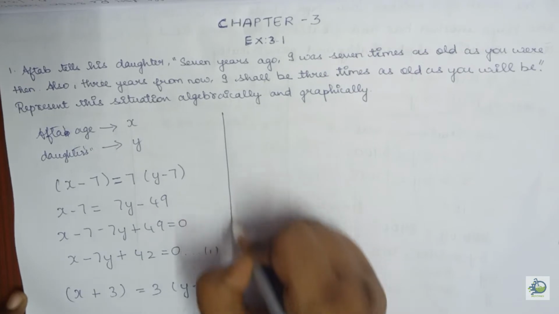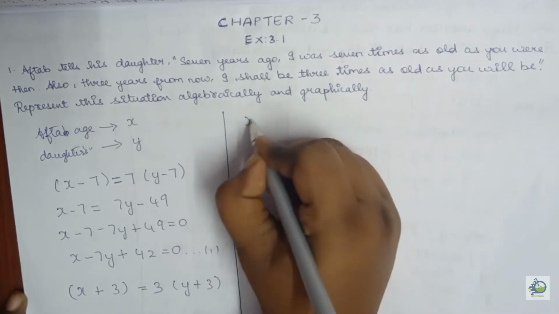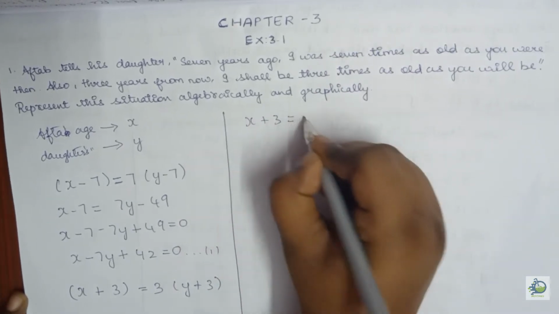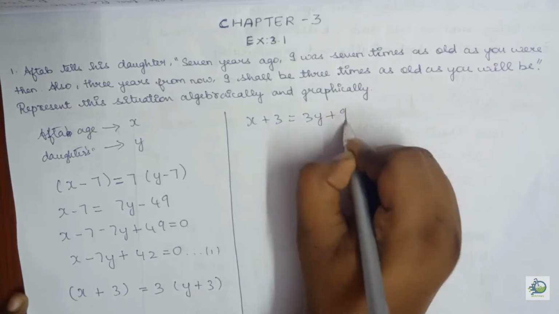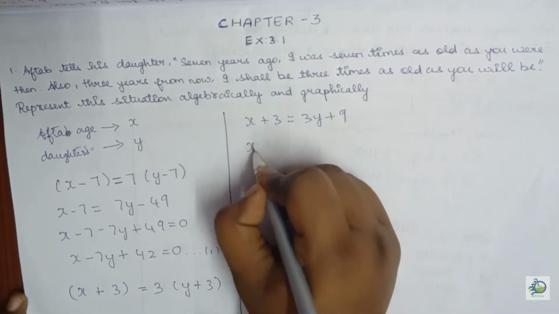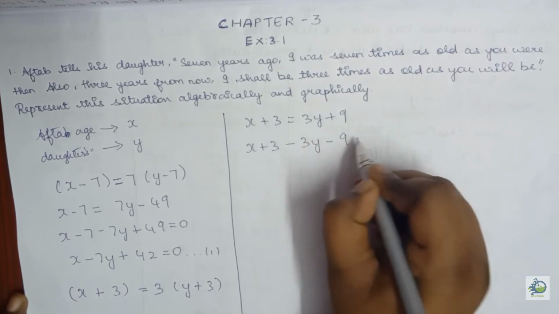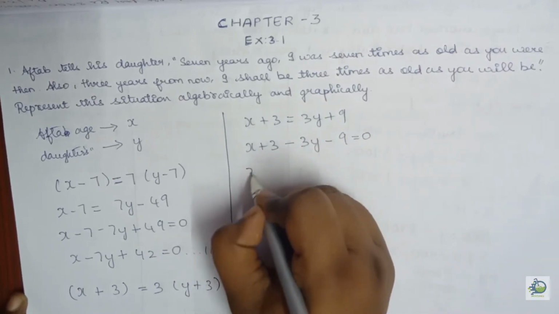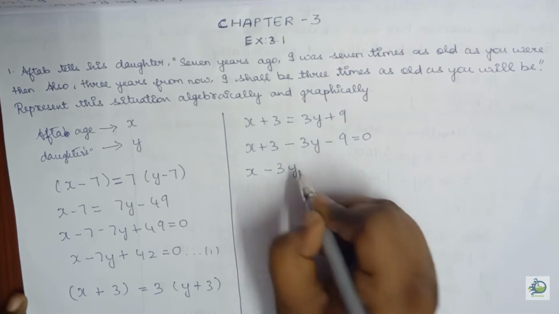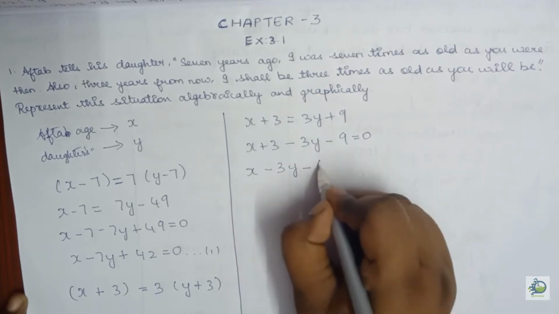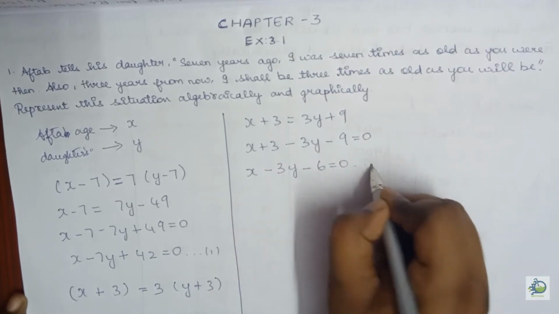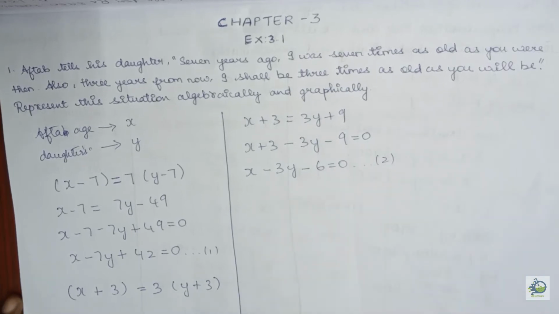Now when we bring this 3 inside, x plus 3 will be equal to 3y plus 9. When I bring everything to one side, x plus 3 minus 3y minus 9 equal to 0. So x minus 3y plus 3 minus 9 is minus 6, equal to 0. And now this is our second equation.